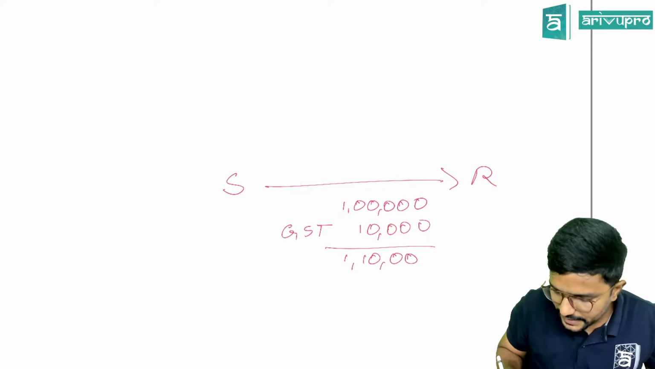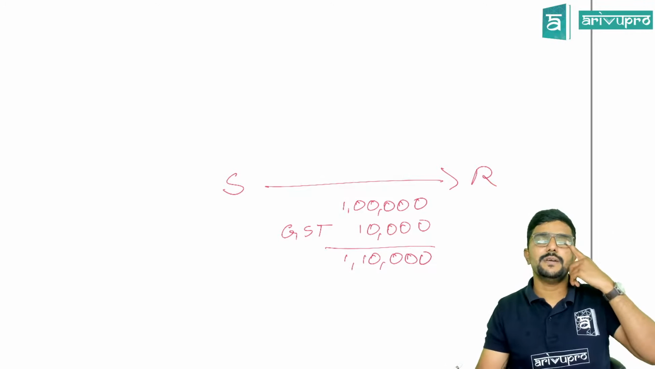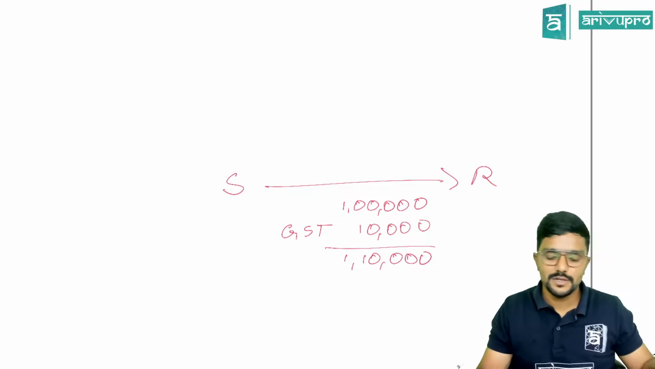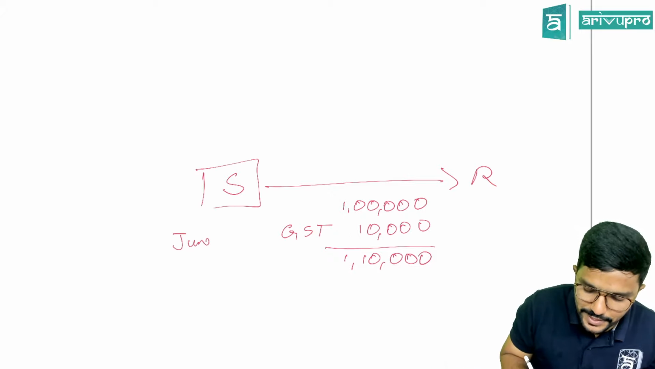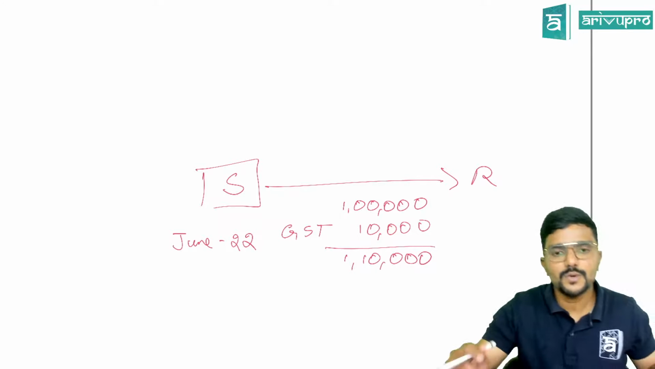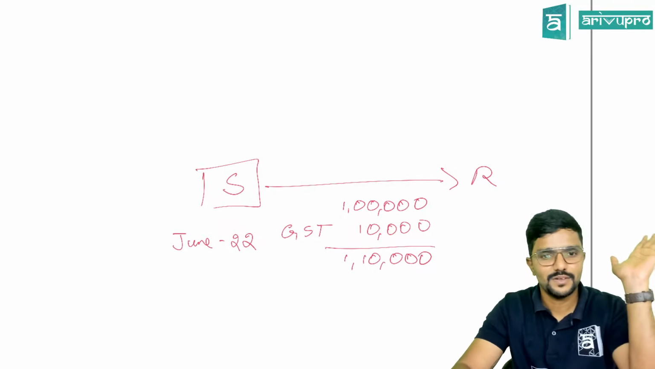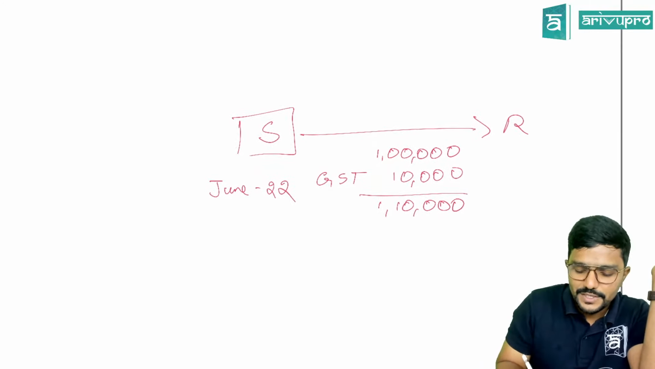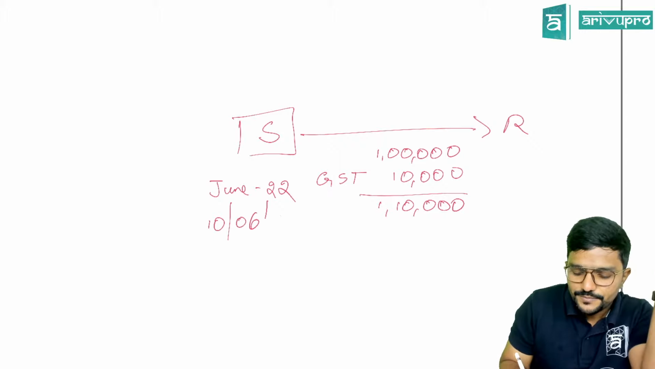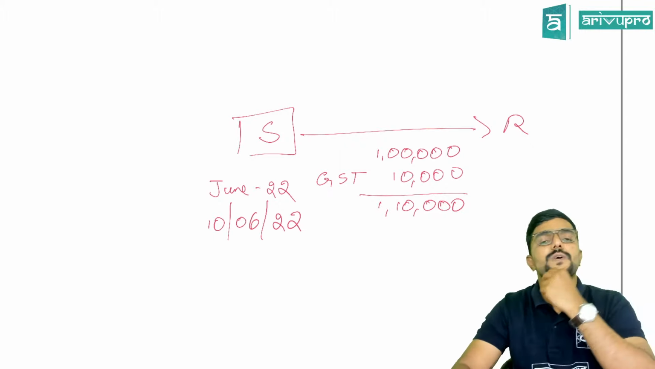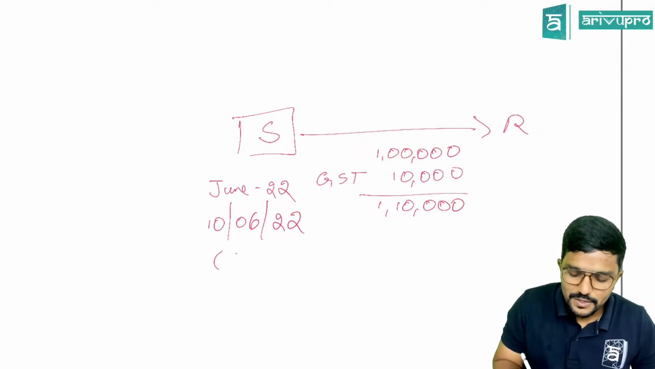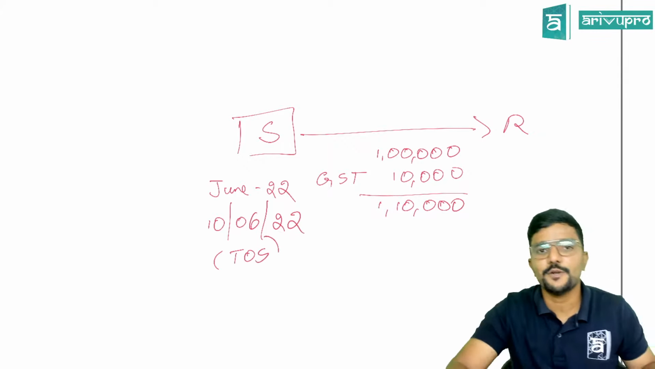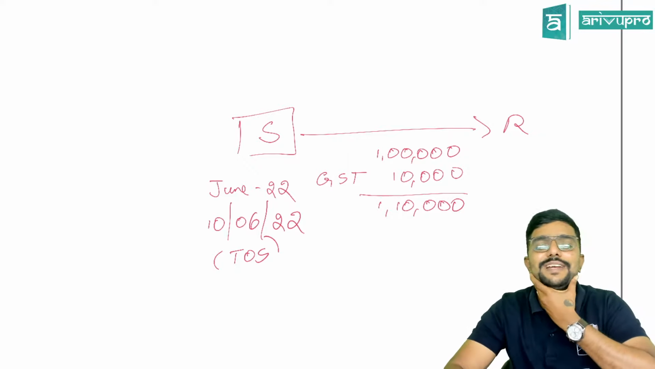Okay. And it is a credit sale, so the recipient will pay for this in the future. Now assume the supply has taken place in June 22, so the time of supply is in June. Assume the invoice is issued on 10th June. So assuming this is the only time of supply, the supplier is liable to pay tax on or before 20th of July.